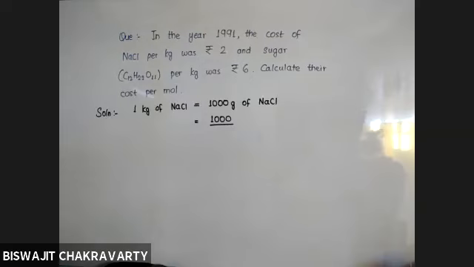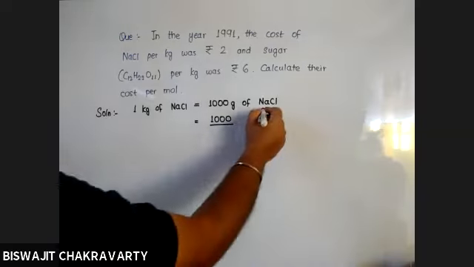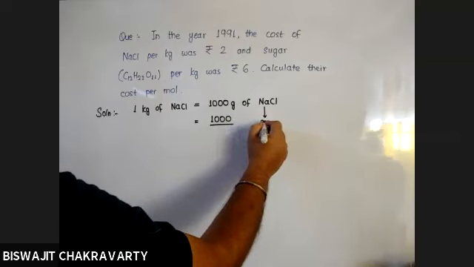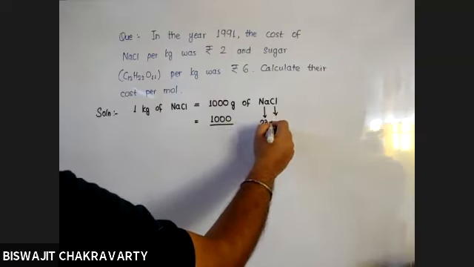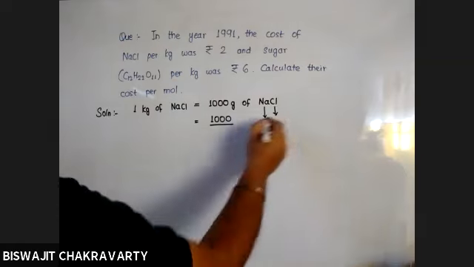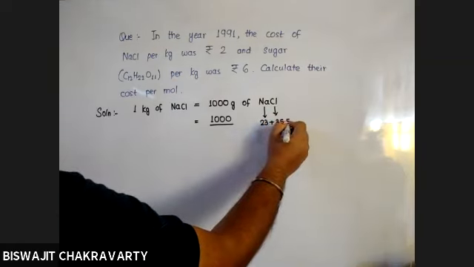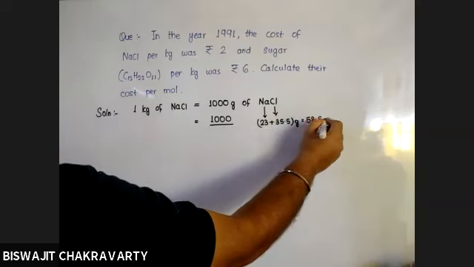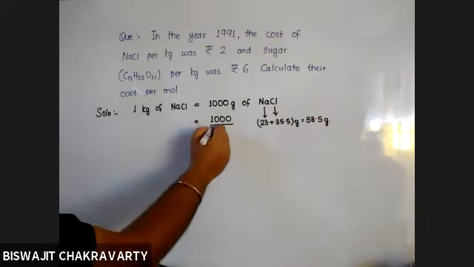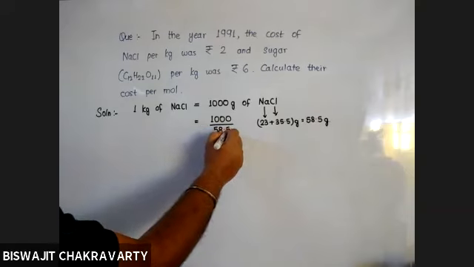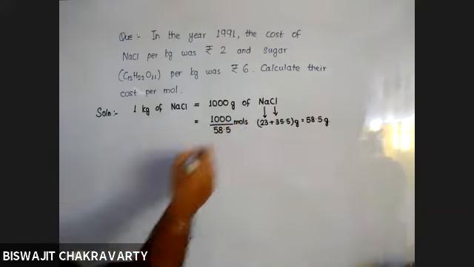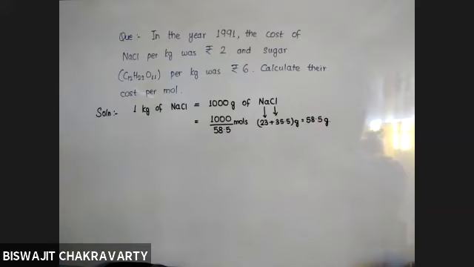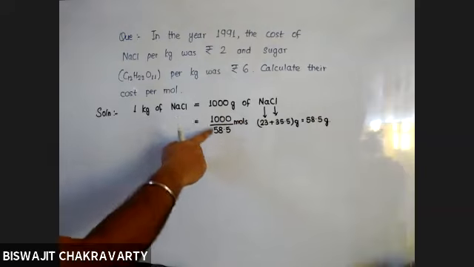Molar mass. Sodium is how much? 23. Chlorine, 35.5. When you add up, it will come out to be 58.5, or not? So when I divide this with 58.5, it is converted to moles, or not? Yes, sir. Okay, so 1 kg of NaCl is this many moles.